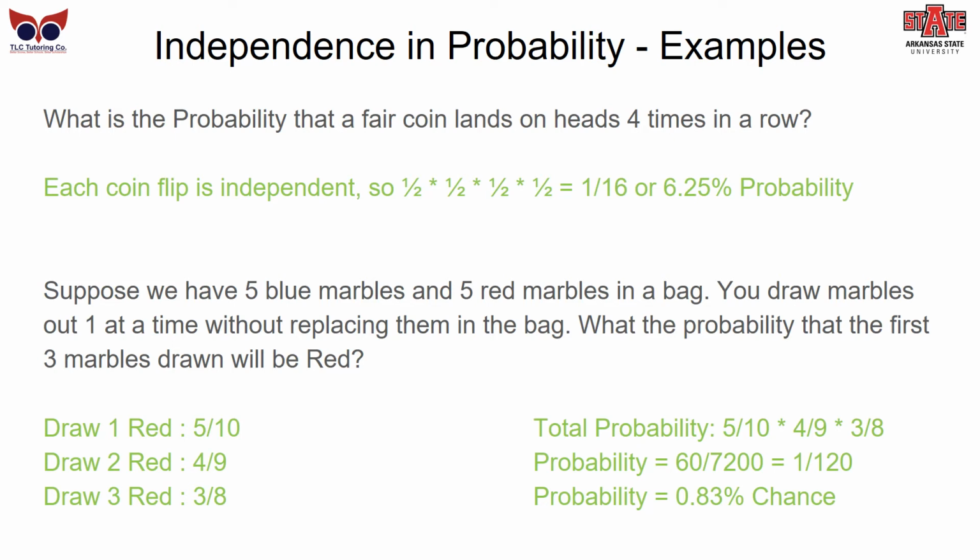Now, let's talk about this. The first time you draw a red marble, there were 5 red marbles and there were 10 altogether. Well, the next time you want to draw a red, there's only 4 left and there's 9 marbles in the bag. For the third one, there's only 3 red marbles and 8 in the bag. So you have to multiply 5/10 times 4/9 times 3/8. That's 60 over 720, or 1 out of 12, or a less than 1% chance that this would happen.